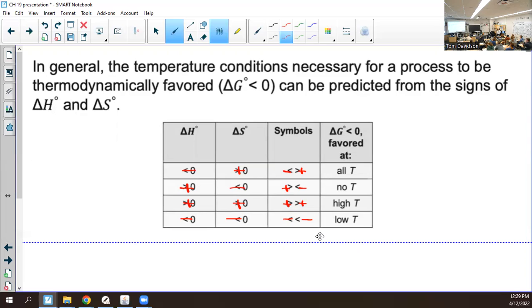In general, the temperature conditions necessary for a process to be thermodynamically favored, or when G is negative, can be predicted from the signs of delta H and delta S. So a little bit complicated table here. If delta H is negative and delta S is positive, these are the two combined, it means it's spontaneous at all temperatures. Because no matter what you do, you'd end up with a negative number, because you're starting with a negative number and you're going to subtract a positive value, and that will always stay negative.